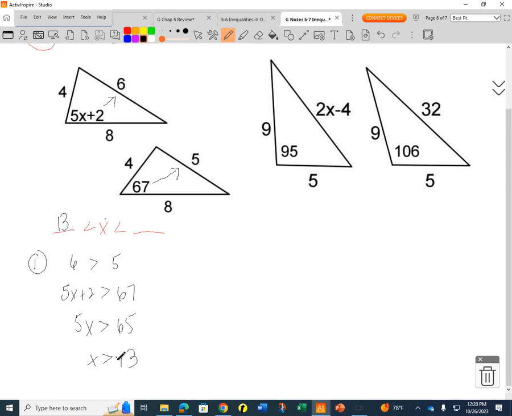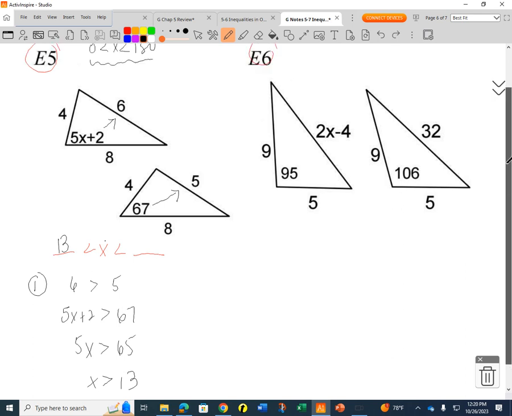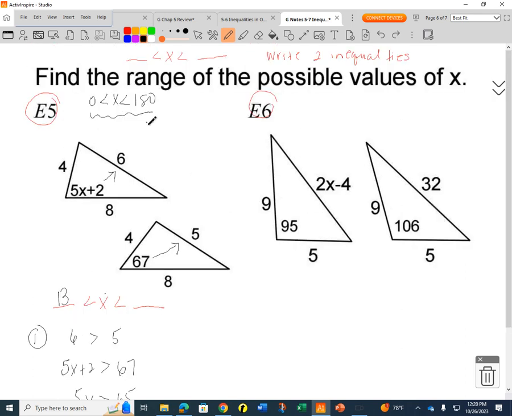So since this was a greater than, now I need the less than, right? If I need a less than, then I'm going to go back up here and use this range. I've already got my bottom range, it's 13. I need my upper range, my upper limit. So my next inequality is going to be 5x plus 2, but now we know it has to be less than 180. That's always going to be our second inequality if this is a greater than. If this were a less than, this inequality would be 5x plus 2 is greater than 0.